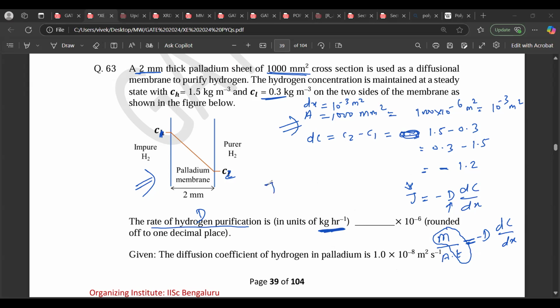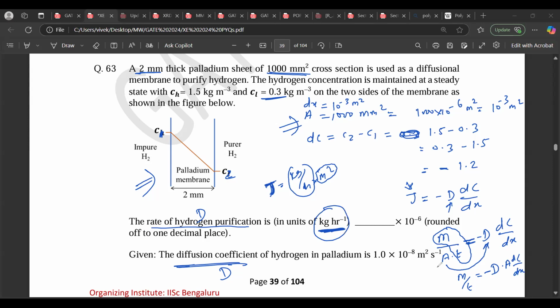J is nothing but flux, kg per hour per meter square. But they are telling, don't take per meter square, you can multiply by this meter square. I need just kg per hour. They are asking to calculate J, not D. I'm really sorry, they're asking to calculate J, and D is already given. That means they're saying to calculate m by t only, kg per hour only, so you can take this A to this side, as per unit. So m by t equals minus D A dC by dx. By seeing the unit, you will know it is not just J, it is only m by t.